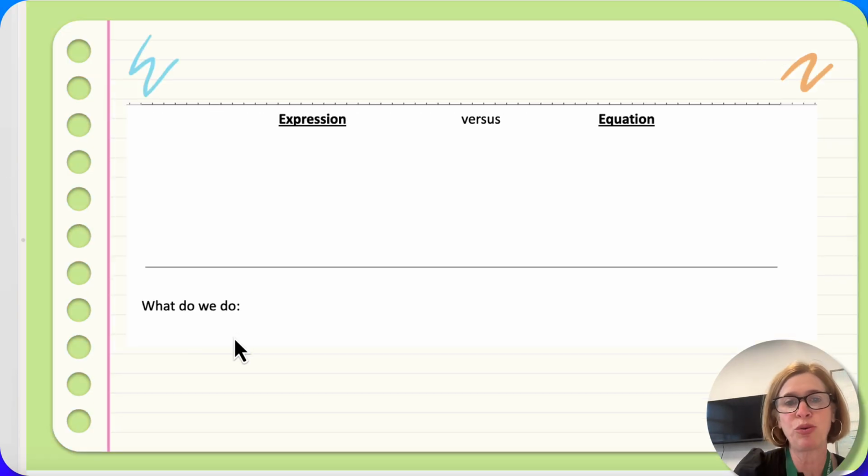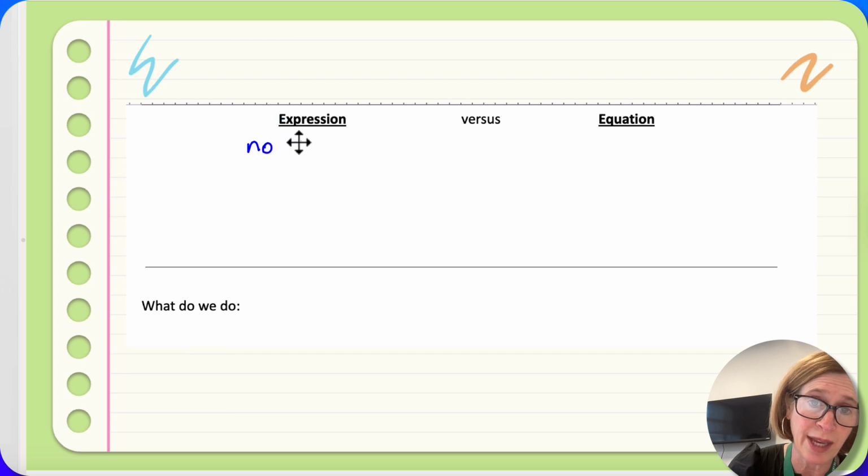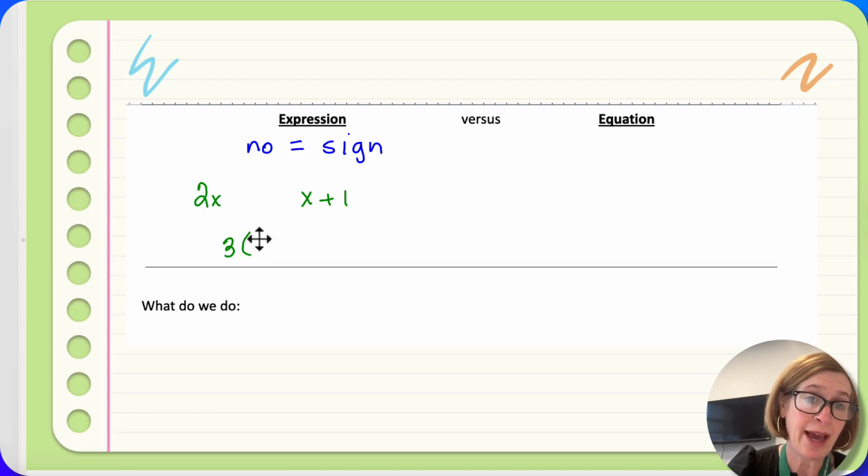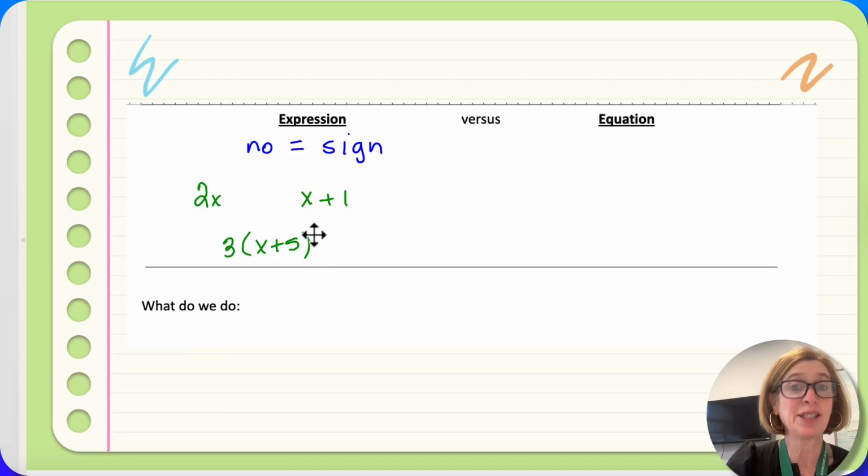I want to make sure we know the difference between an expression and an equation. So when I think of an expression, the first thing I want to think about is that it's a math sentence. It does not have an equal sign, so no equal sign. It can be made up of numbers and variables. It could look like 2x, that's an expression. x plus 1, that's an expression. 3x plus 5, that's an expression.